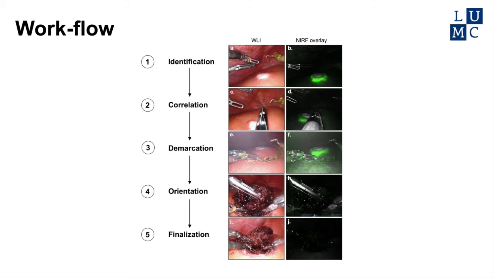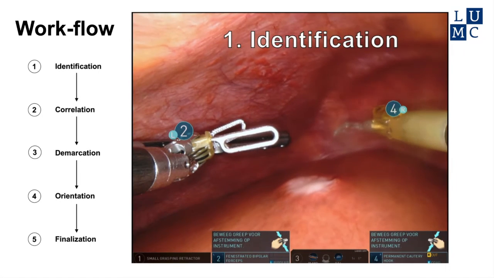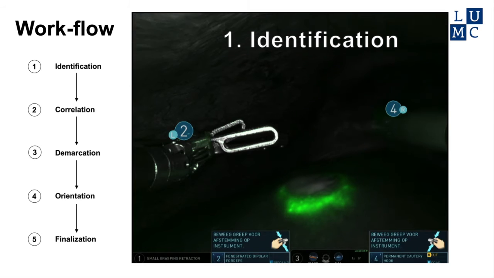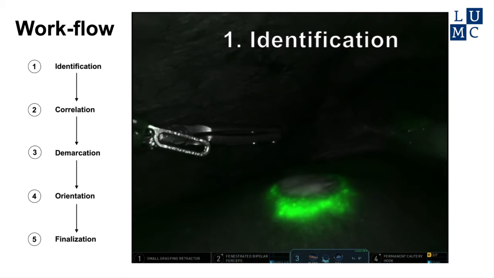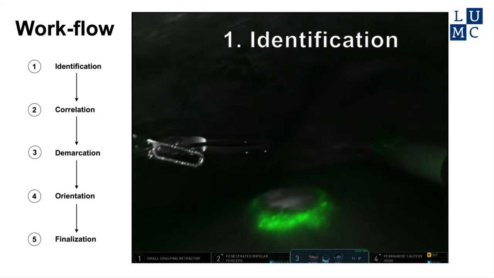We have implemented ICG fluorescent-guided resections into daily practice using a 5-step approach, as can be appreciated in this flow diagram. Now let us look at this 5-step approach using 2 surgical cases as an example. First, the surgeon identifies the lesion using both preoperative scans and near-infrared imaging. The fluorescent rim can be clearly appreciated here.